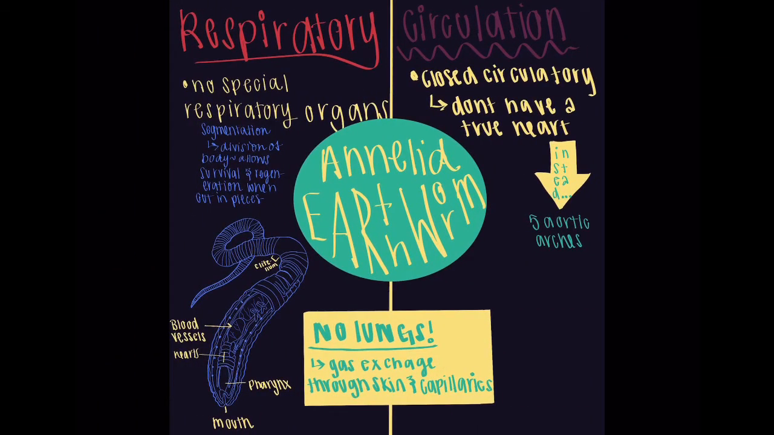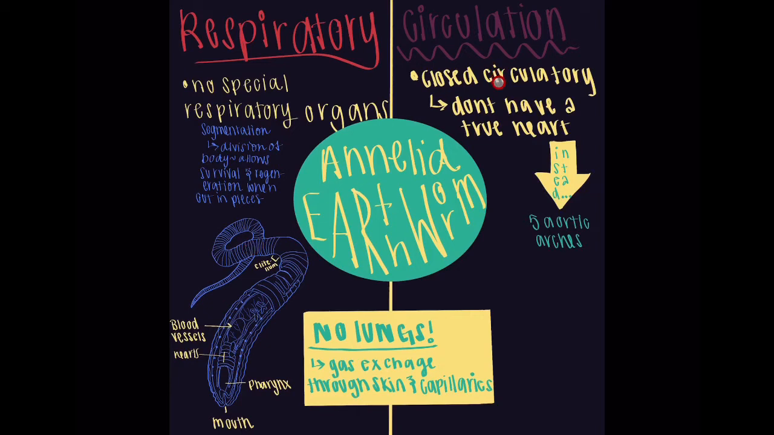So my next example is annelids or earthworms. And earthworms have no special respiratory organs. And remember, annelids or earthworms, they are segmented worms. So each segment of them has all of the organs needed to survive independently of one another. So if it's amputated, it can survive without the amputee.